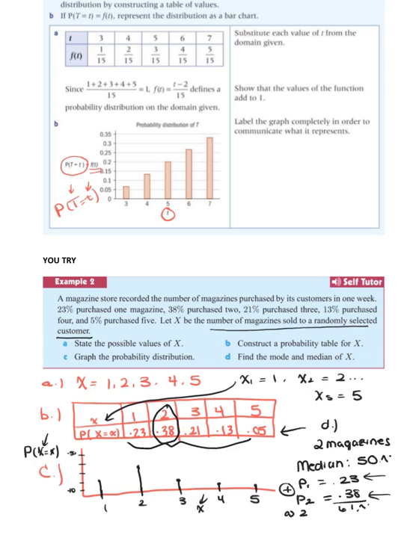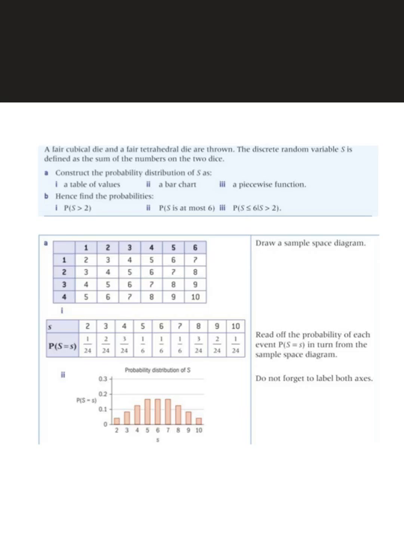Okay? All right, so our last and most challenging problem deals with a fair cubical die and a fair tetrahedral die. They're thrown, and the discrete random variable S is defined as the sum of the numbers on these two dice. Construct the probability distribution of S as a table of values, a bar chart, and a piecewise function. So I went ahead and did A1 and A2 for you here. So you've got the results of your cubical die and your tetrahedral die.